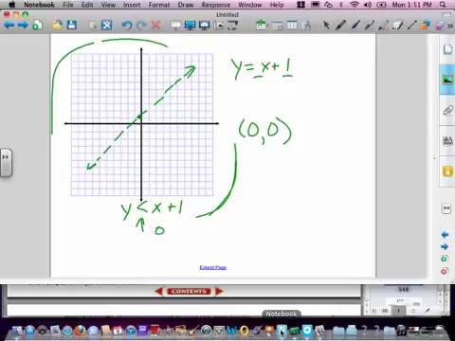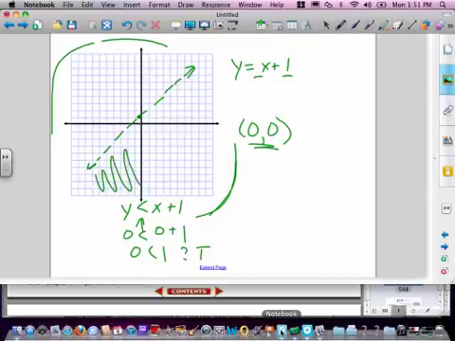So put in 0 for x, 0 for y, and see if this is a true statement. 0 is less than 1. Is that true? Yeah, of course it is. If it's true, then the side with 0, 0 is included, and so I now graph this side.